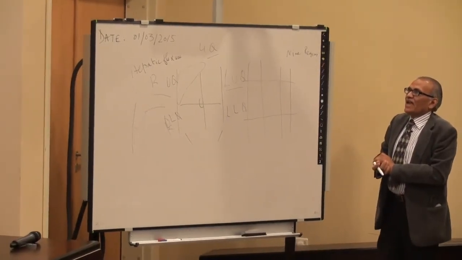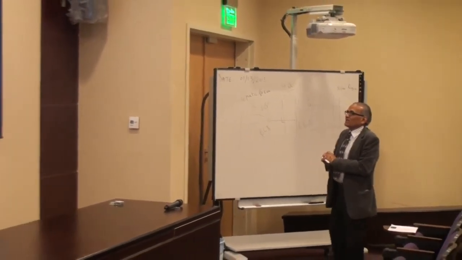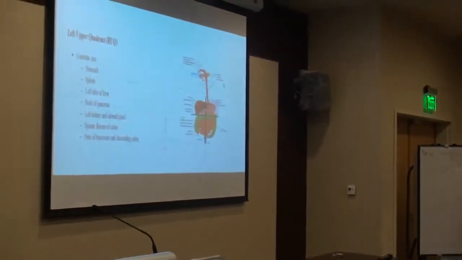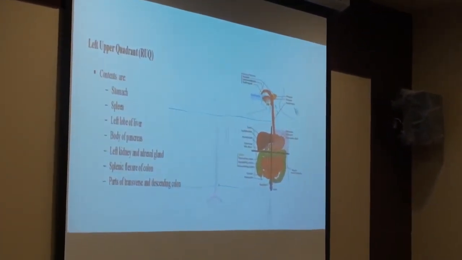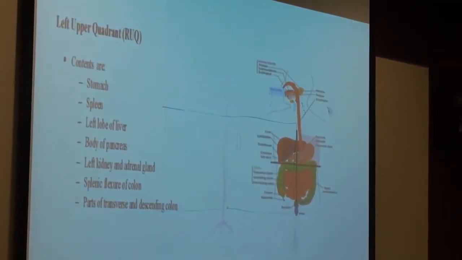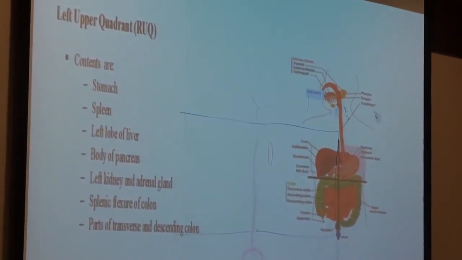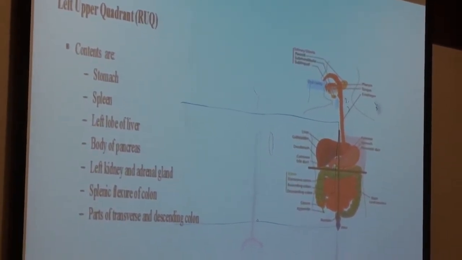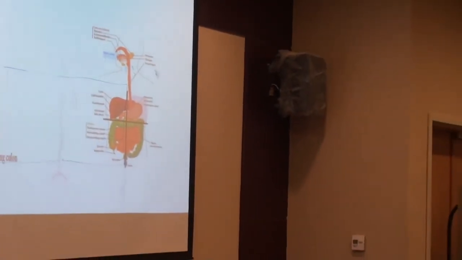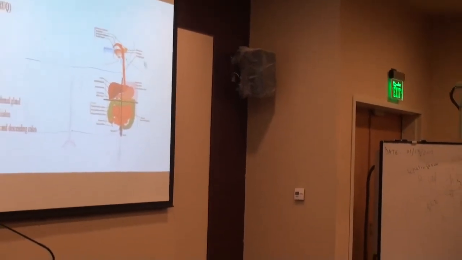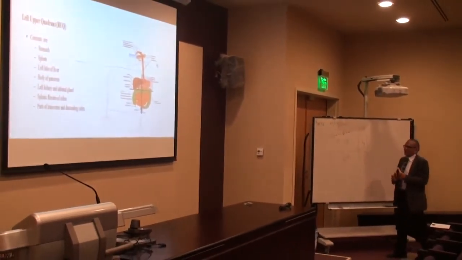Next slide, please. Then we have the left upper quadrant, and if you look at the slide, the stomach is the main component over here, a major portion of the stomach, extending to the right upper quadrant also. Then other organs: spleen, the left lobe of the liver also extends to this region, and the left kidney and adrenal glands. Below we have the left kidney over here. Then we have the other bend of the large gut, near the spleen, called the splenic flexure. So this splenic flexure on the other side is in the left upper quadrant. Now parts of the transverse and descending colons also lie in this quadrant.